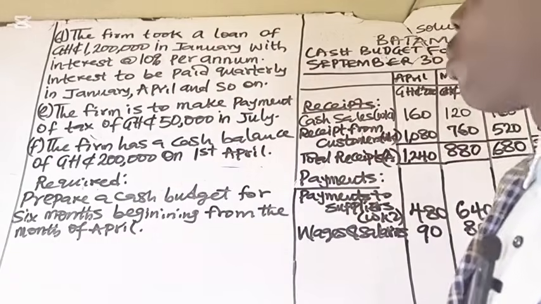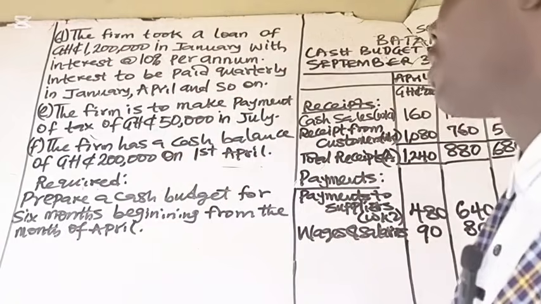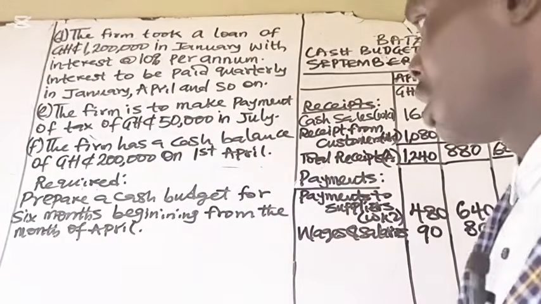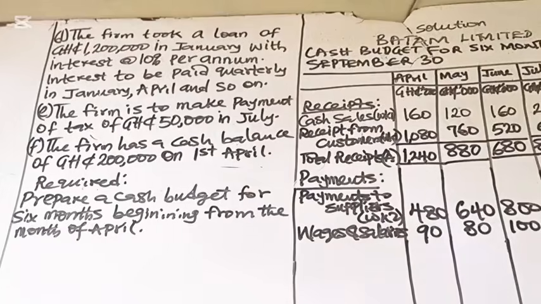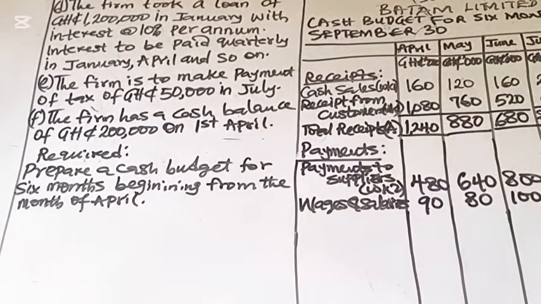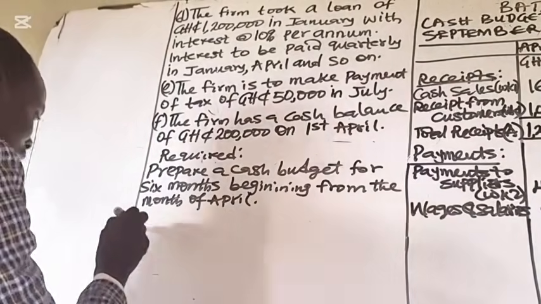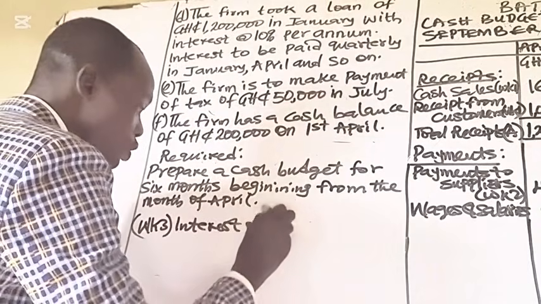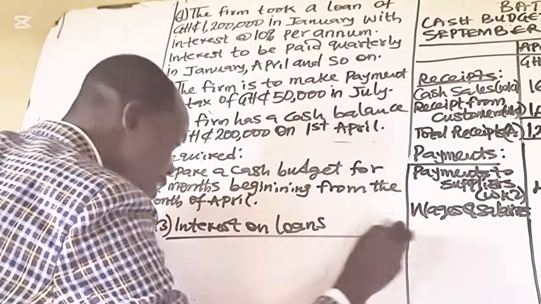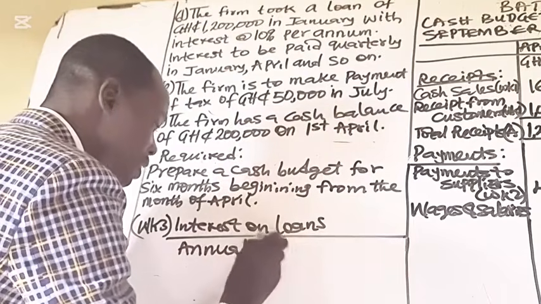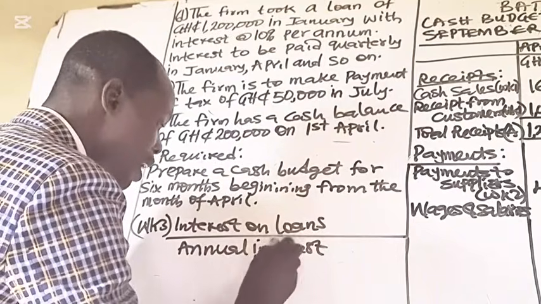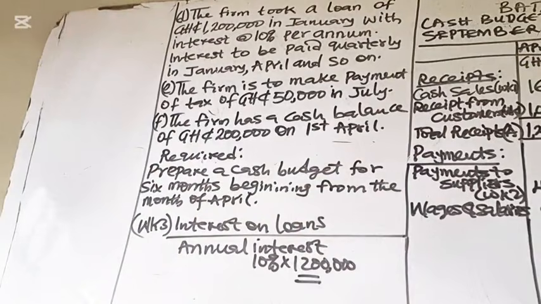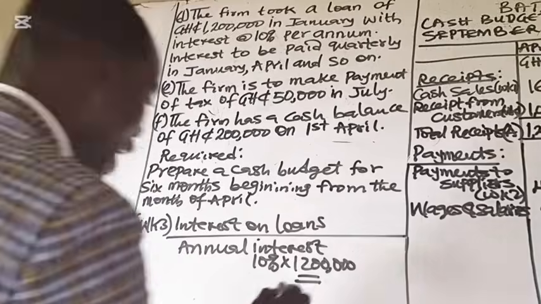The firm took a loan of 1.2 million Ghana cedis in January with interest at 10% per annum. Interest is to be paid quarterly in January, April, and so on. So now, if you want to calculate the interest on loans, the loan amounted to 1.2 million. Therefore, interest on loans will be, let me have that as working number 3. Working 3, we have interest on loans. The annual interest will be 10% of 1.2 million, that will be 120,000 Ghana cedis.